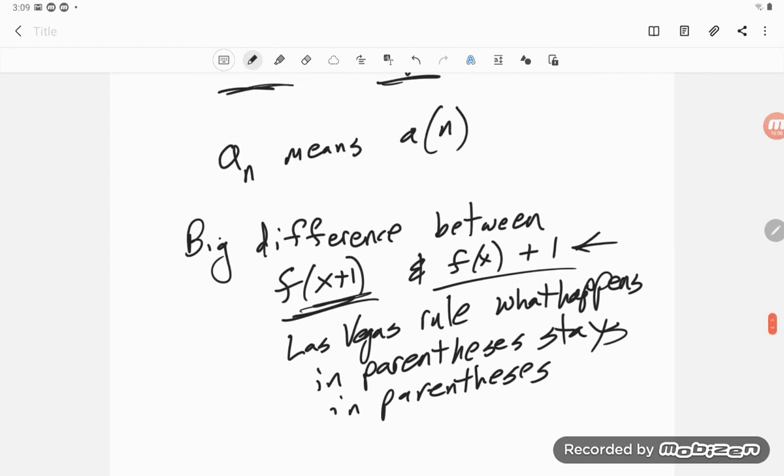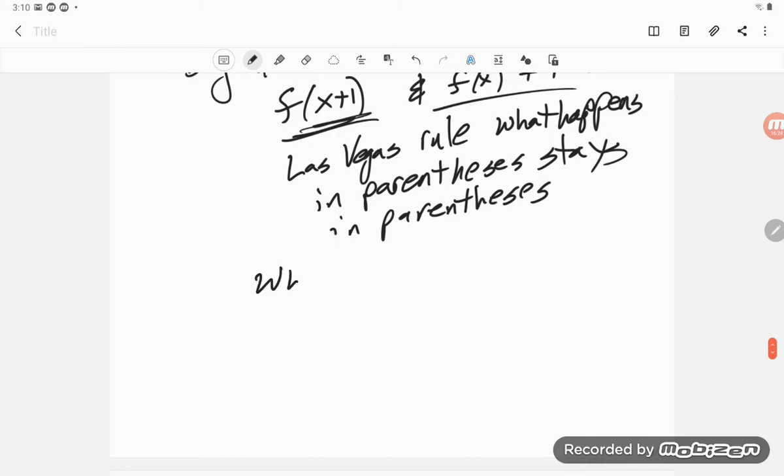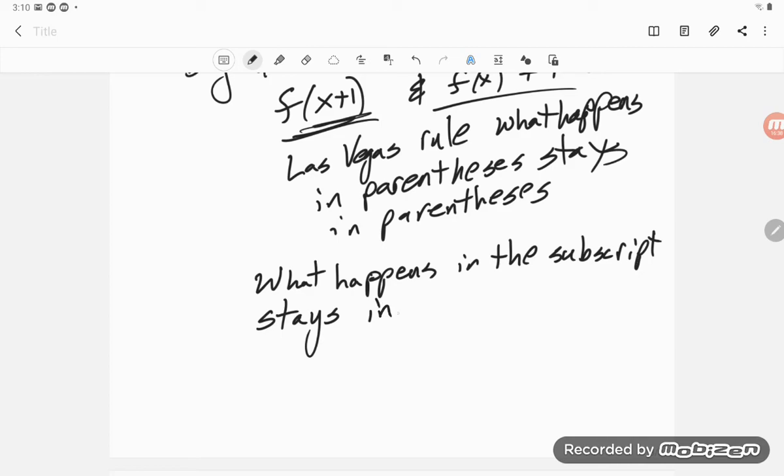Well, since the subscript here, when I use this notation, is really just the same thing as there, now we have the Las Vegas rule for subscripts for this recurrence relation notation. And so what happens in the subscript stays in the subscript. Oops, subscript. Okay. And again, that's very important.